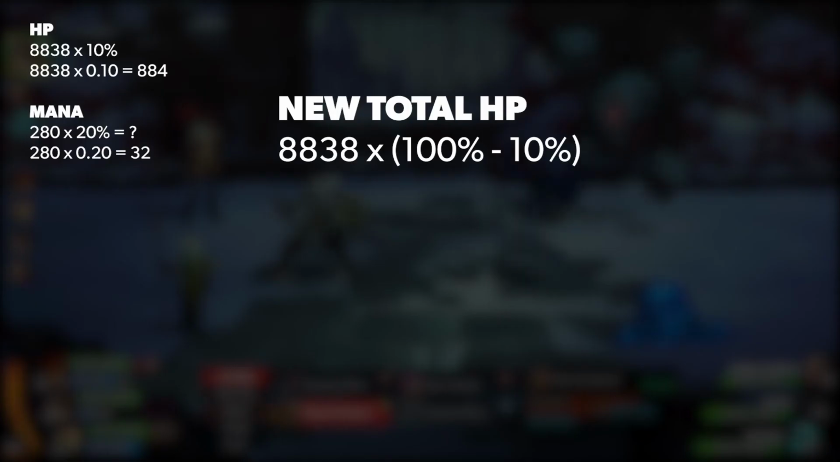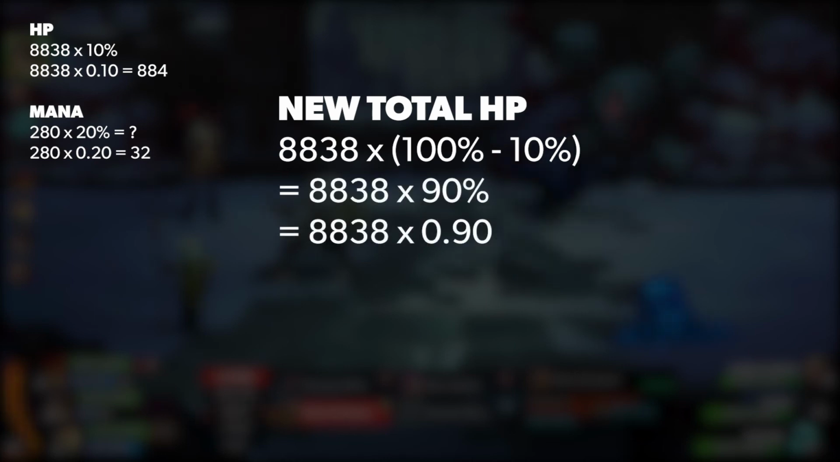But what if instead of seeing how much health we sacrifice, we wanted to see our new total health? Well, a bit like in that other example, we're gonna take that 10% health and subtract it from the starting point of 100%, which would give us 90%. So let's multiply that with the 8,838. So we'd be losing 884 health, bringing us to a total of 7,954 health, rounded down.